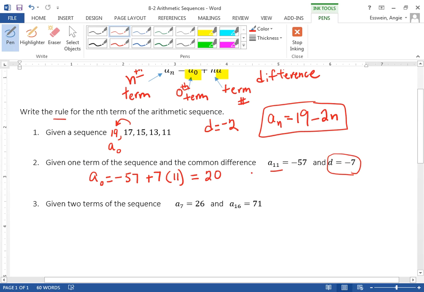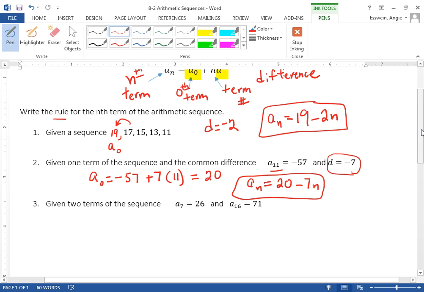And so we can write the nth term, our formula, is the 0th term 20 and then minus 7 times n. And then we can find any term we want.